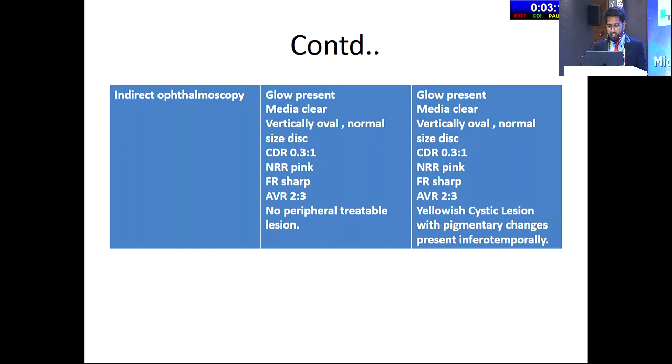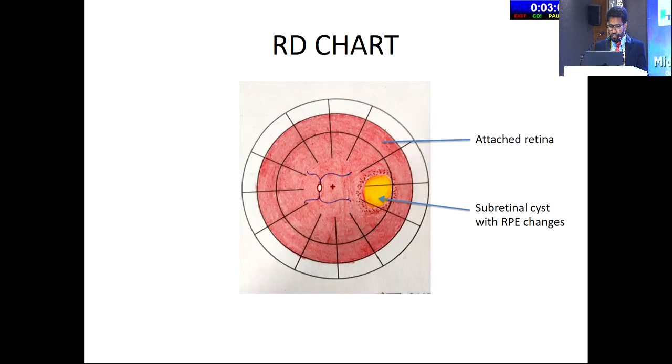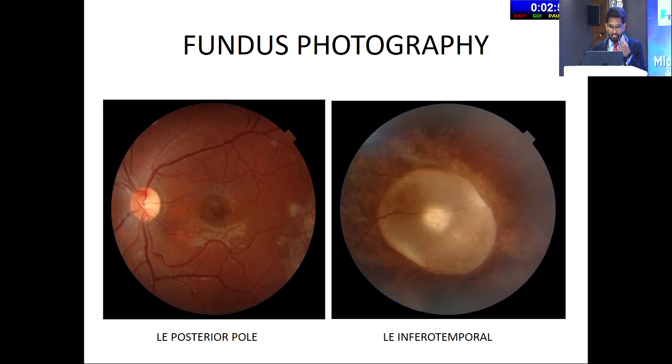A yellowish white cystic lesion in the inferotemporal part of the left eye with pigmentary changes surrounding the cyst. So this is the RD chart showing that yellowish white lesion in the inferotemporal quadrant of the left eye with surrounding pigmentary changes. Then coming to the fundus picture of the left eye, this is showing the posterior pole of the fundus picture of the left eye.